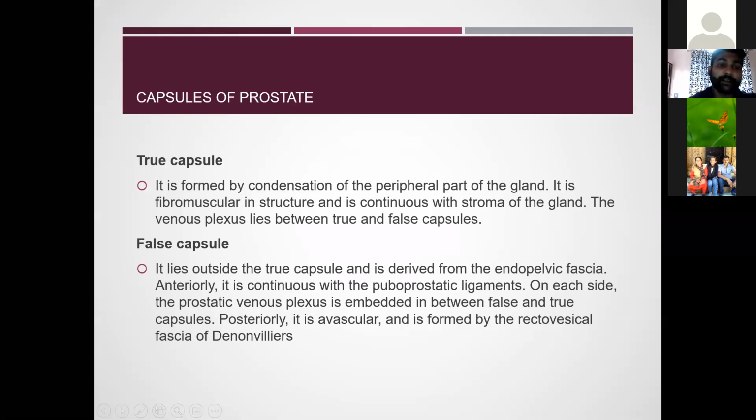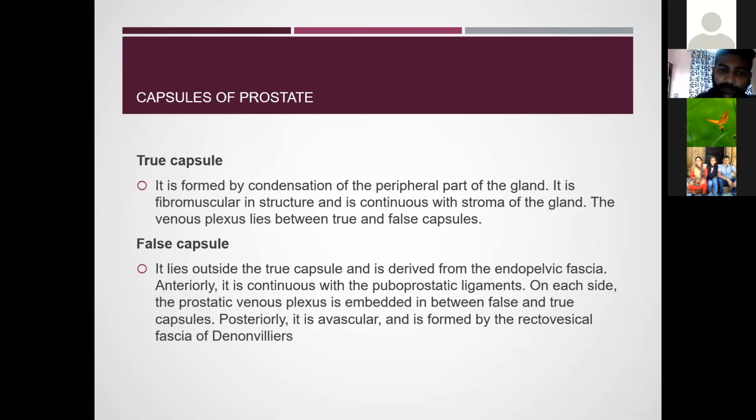Then the prostate is covered by a capsule that is composed of collagen and elastin, with a true internal capsule and a false external capsule. The true capsule is formed by the condensation of the peripheral part of the gland. It is fibromuscular in structure and is continuous with the stroma of the gland.